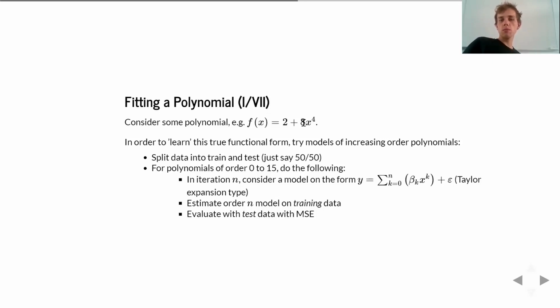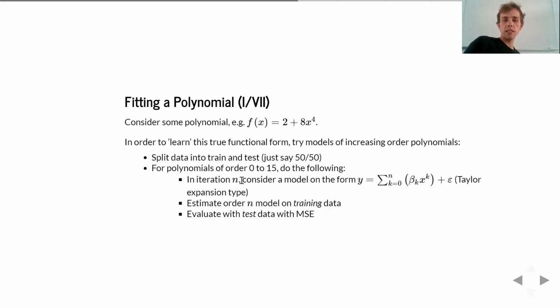We'll simulate some data based on this data generating process, and then we'll split the data into a training data set and a test data set. Just for purposes of illustration, these will have the same size. Now for polynomials of order 0 up to 15, we do the following. In iteration n, we consider a model of the form y equals the following sum, plus some additional noise. So this is basically a Taylor type expansion that we're making.